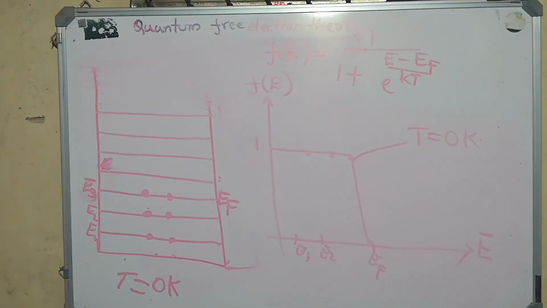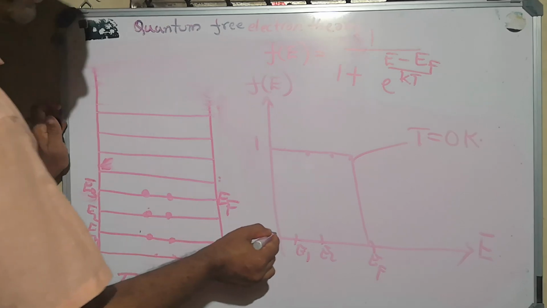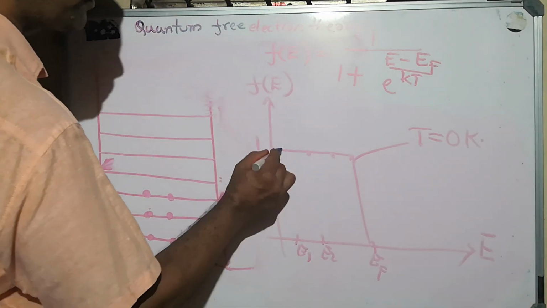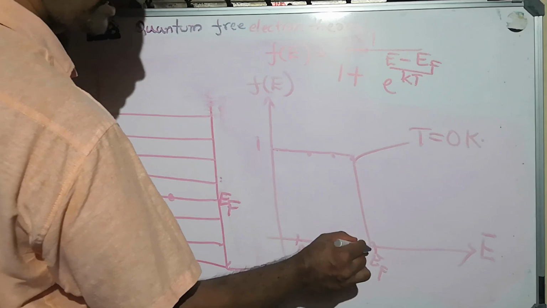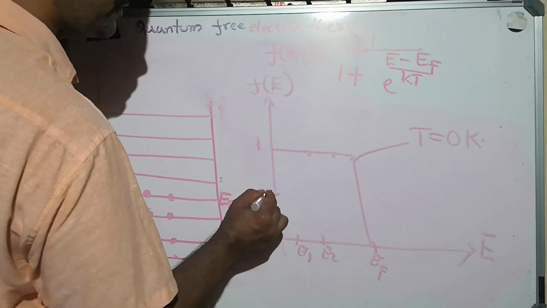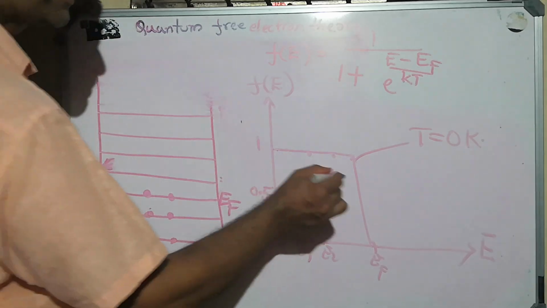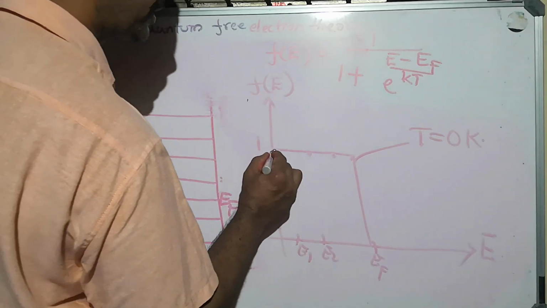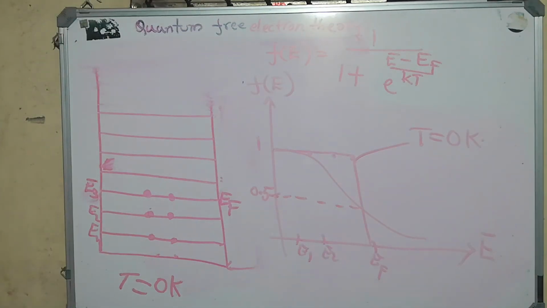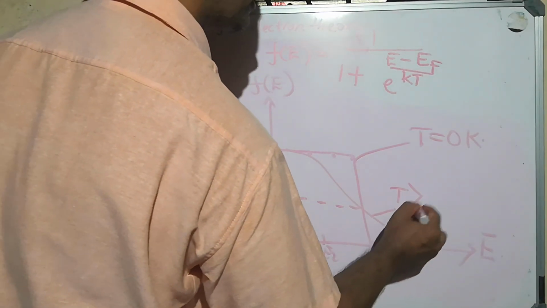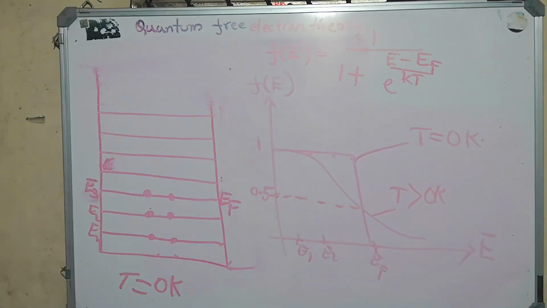Now, let us redraw the graph for T greater than 0 Kelvin. As we already discussed, when E is much, much less than EF, probability value is almost equal to 1. As you move towards EF, its value started to decrease. At E is equal to EF, its value becomes a half. Then if you go above EF, again it started to decrease. See, this is the graph corresponding to T greater than 0 Kelvin. This is the discussion of Fermi factor with respect to temperature and energy.